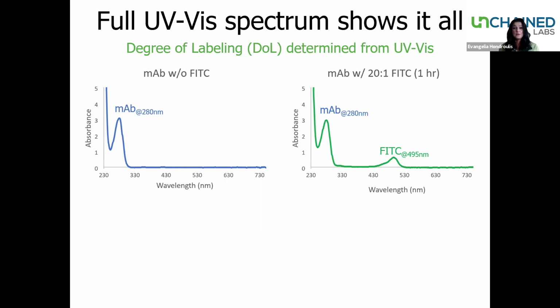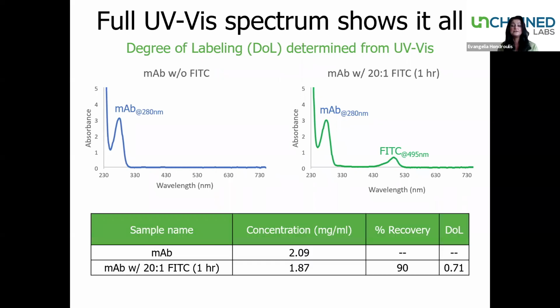In our first experiment, we incubated the antibody with 20 times molar excess of the Fitzy and incubated it for 1 hour. Here we're showing the full UV spectrum of the A280 measurements of the antibody by itself on the left in blue and the antibody plus the Fitzy on the right in green. And the Fitzy peak you can see is apparent here at that 495 nanometers. Once we added the Fitzy, we noticed a decrease in concentration. This gave us a percent recovery of our antibody of 90% and a degree of labeling of 0.71.